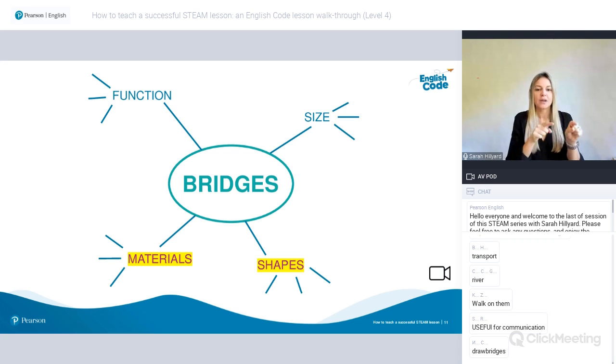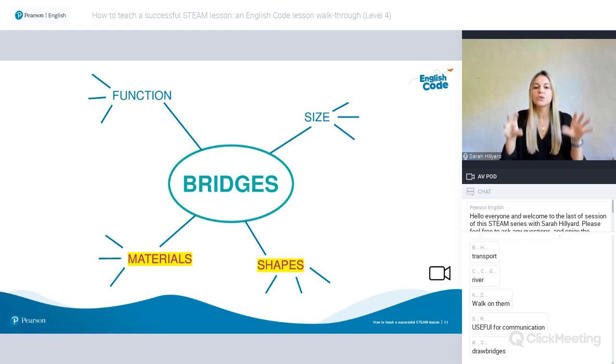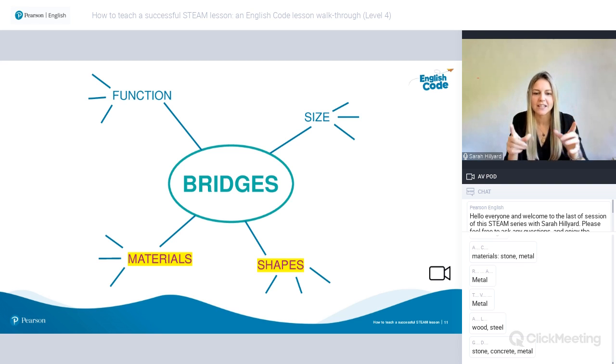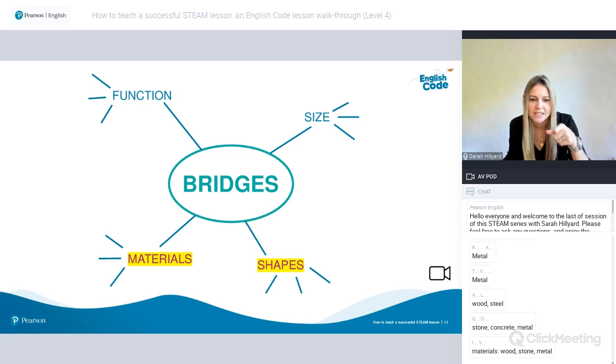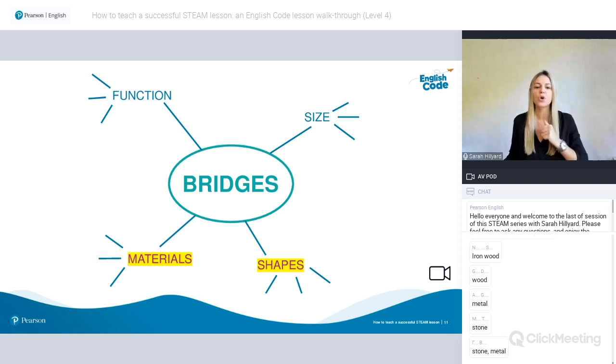So what you're going to work on is materials and shapes. I want you to specifically work on those. So we could have worked on size and function all together. And now I want you to make your own spidergram and write ideas about materials and shapes specifically. Good, we've got stone, metal, wood, steel, concrete, iron. Good, okay. What about shapes? What shapes do you see in bridges? Rectangles, arch, lines, ovals, circles, triangles. That's where I wanted to go, really, to triangles.